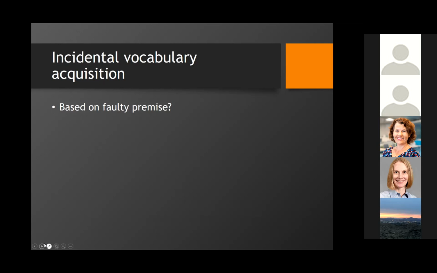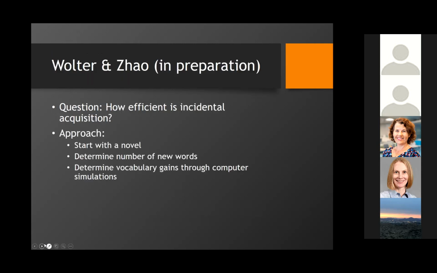I'm developing a study right now with one of my former students that looks at this question of how efficient incidental acquisition is. What we've done is take a novel and analyze it using Wordsmith, which is a corpus tool, to see the distribution of words in that novel in terms of word frequency. Then imagine that we've given this to 50 people with different vocabulary sizes and have them read and determine how many words they acquire from this experience. So it's basically a number of computer simulations. We just take the average number of acquired words from these simulations. Now, I need to add a caveat here: this is in the very early stages of development.